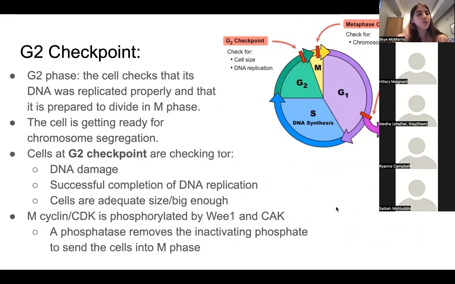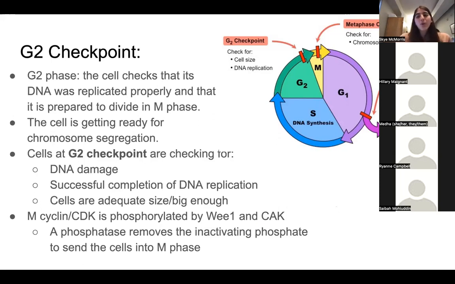So the next checkpoint, Laura doesn't really talk about this in her video at all, so I'm just going to go through it really quickly, is the G2 phase checkpoint. This is when the cell makes sure that the DNA was replicated properly and that it's ready to divide in M phase. The cell is essentially getting ready for chromosome segregation, and they're checking for DNA damage and successful completion of DNA replication and making sure that the cells are big enough in order to divide.